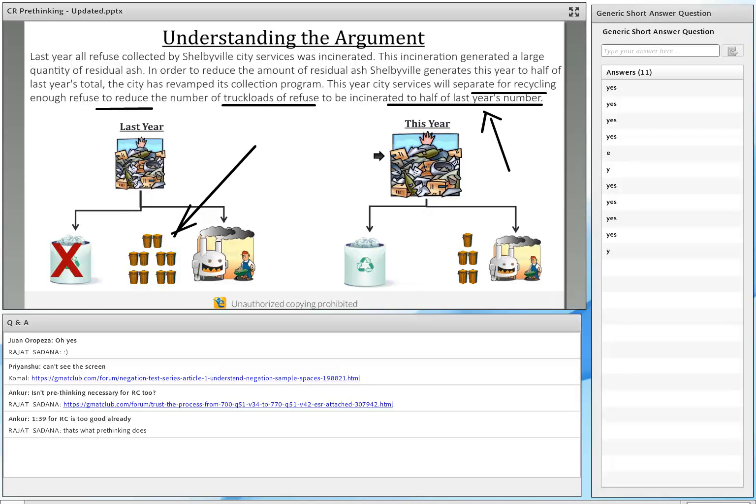So if you're only going to send half as many trucks, or to simplify, only 5 trucks, then what is the only thing that is required to be true for the amount of residual ash to be half of what it was last year? What's the only thing that is required? That the ash per truckload not be higher. It can be the same or less, right? That's the only thing that is required. Thank you, Brian. That's the only thing that's required. Does everyone concur? Everyone agree with this?